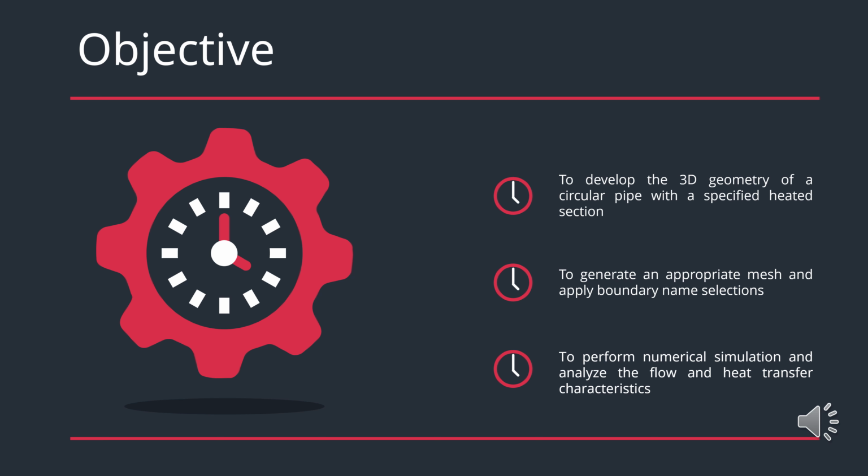First objective is to develop the 3D geometry of a circular pipe with a specified heated section, to generate an appropriate mesh, and apply the boundary conditions and do the name selection. Third is to perform numerical simulation and analyze the flow and heat transfer characteristics.